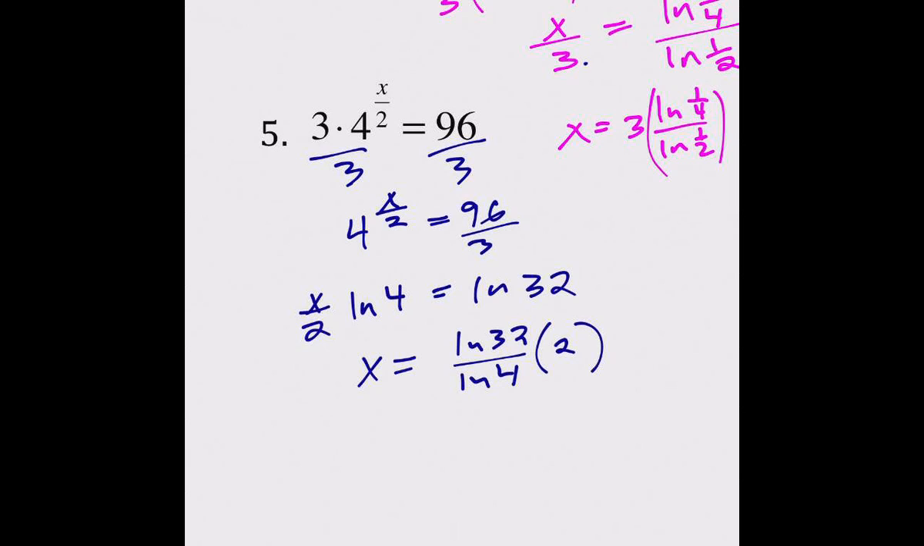So that's 3 exponential solving problems. They all kind of went the same way. Divide by the number out front, log both sides, divide by the log, multiply by the denominator. And then it's all calculated from there.